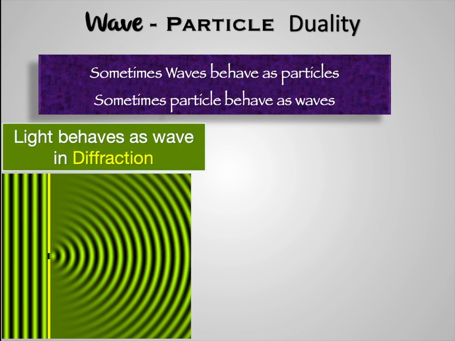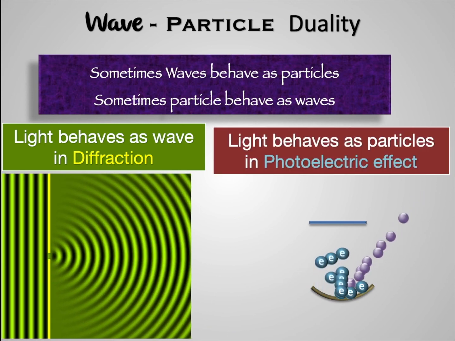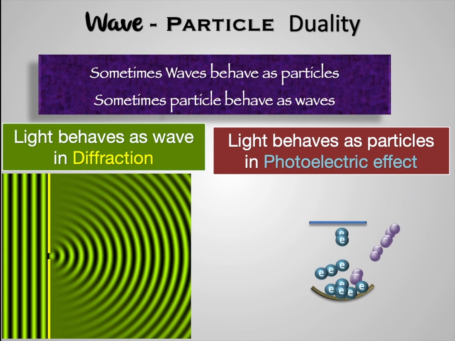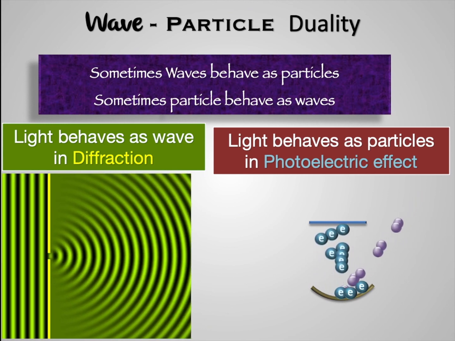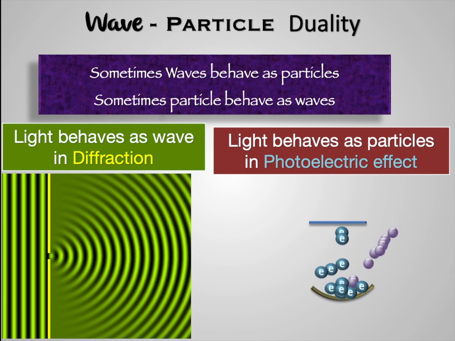So you believe light is a wave, but now it's behaving as particles during the photoelectric effect. Similarly, what you believe as a particle, like an electron, can turn into a wave. Exactly symmetrical to this, a particle can become a wave. Is it possible? Let's see.